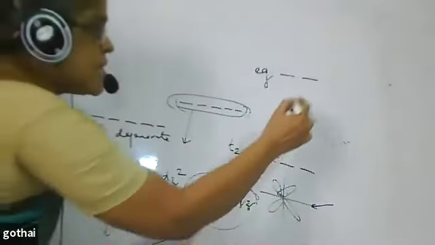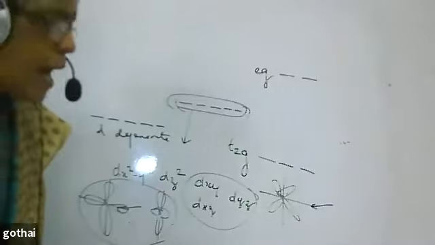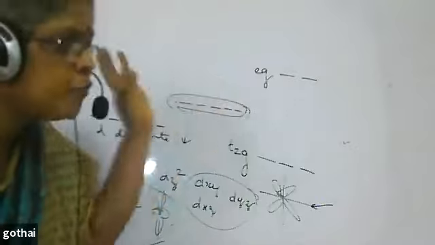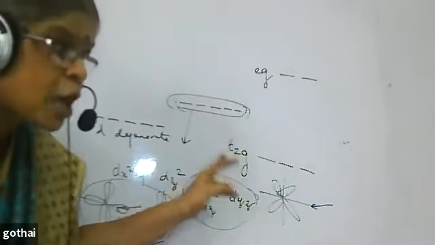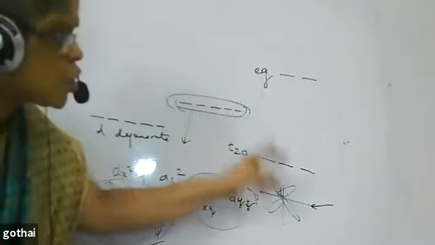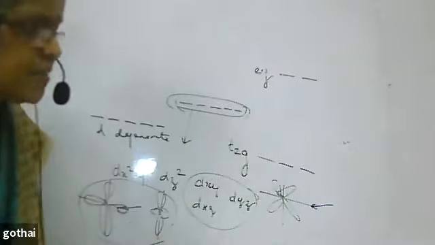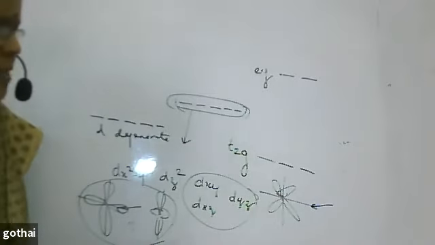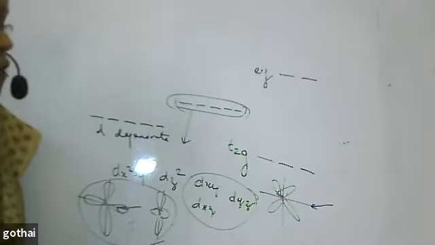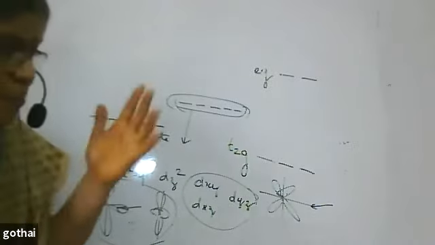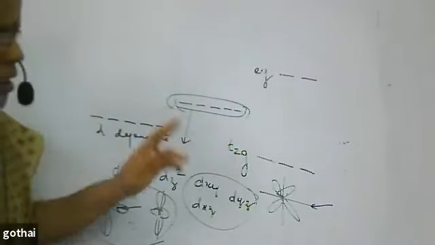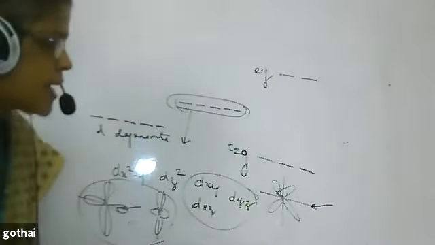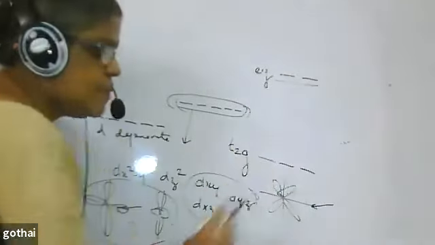In chromium, this is the possibility. Why? We shall discuss in coordination compounds. In chromium alone we will talk about T2G. Chromium shows only this way that the splitting will happen, because chromium complexes are mostly octahedral complexes. Mostly coordination compounds will be octahedral complexes. In this case, the anion will come only along the axis. So this will increase in energy, this will decrease in energy.